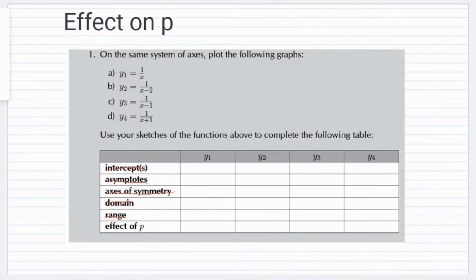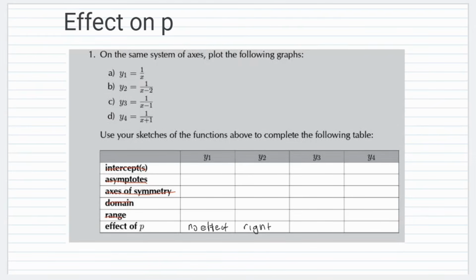So I'm going to write my answers in black. If it's 1 over x, there is no effect, because P is 0. Everyone understand that here in the first one there is no effect because P equals 0, right? So let's move to the second one, which is x minus 2. It moves to the right-hand side. So if this was positive, it was going to move to the left, right?